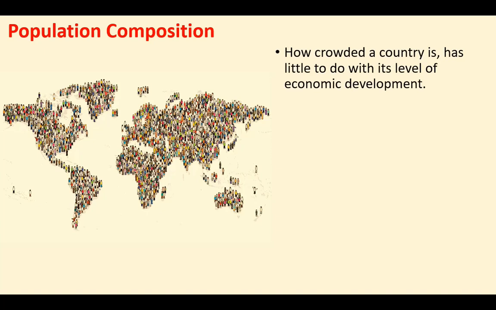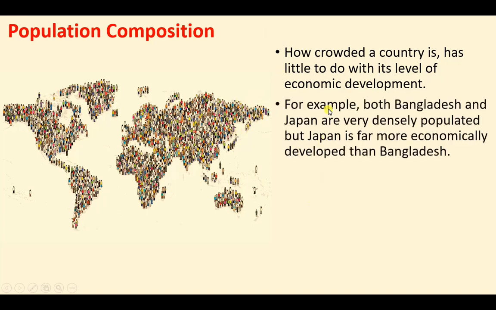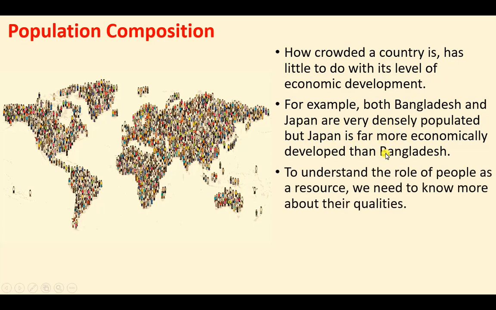How crowded a country is has little to do with its level of economic development. So through population composition, we can understand the economic level of the country's development. For example, both Bangladesh and Japan are very densely populated, but Japan is far more economically developed than Bangladesh. To understand the role of people as a resource, we need to know more about their qualities.